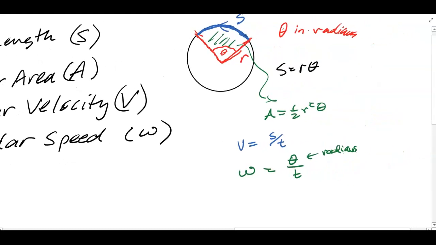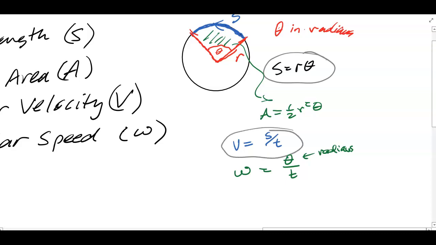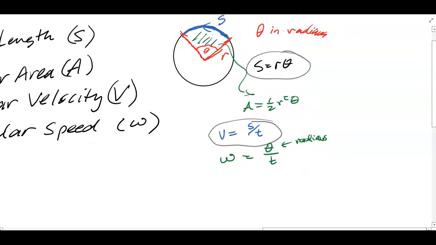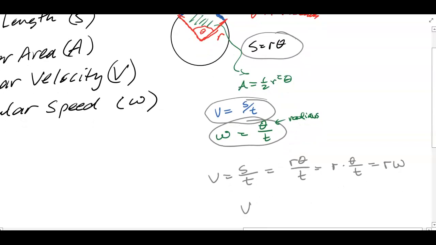Now, since S is R theta, and V is S over T, I'm going to put those two together. I'm going to replace that S in the V equals S over T with R theta. If you have a fraction like that, R times theta over T, I can make it R times theta over T. And now theta over T is just W. So this is R times W. So what this says then is V is RW. So we get another formula out of this.